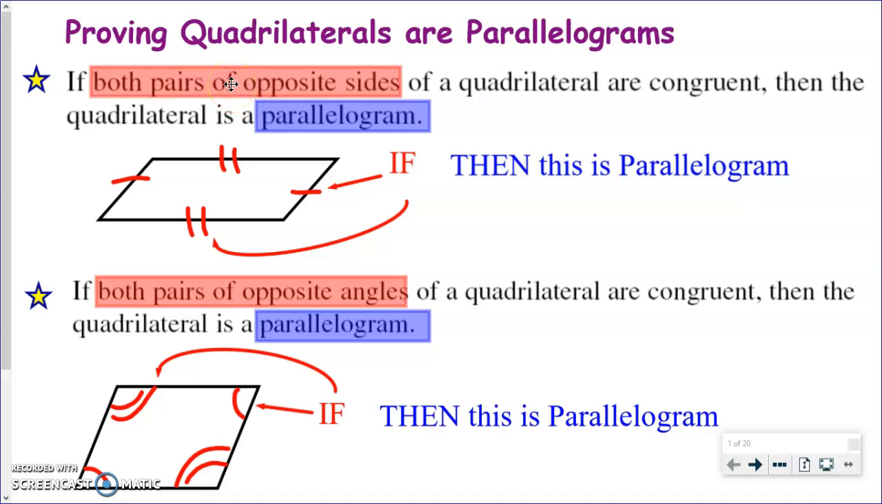So the first two ways that we're going to do that are using the opposite sides and the opposite angles. So if you have a shape and both pairs of opposite sides are congruent, then it has to be a parallelogram. Or if you have a shape where both pairs of opposite angles are congruent, then it has to be a parallelogram.